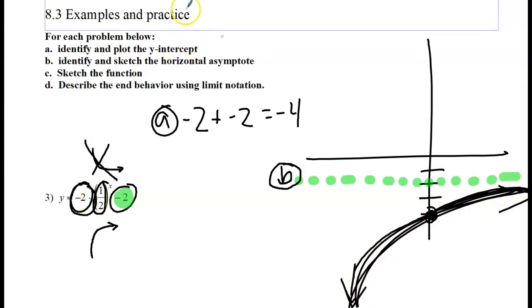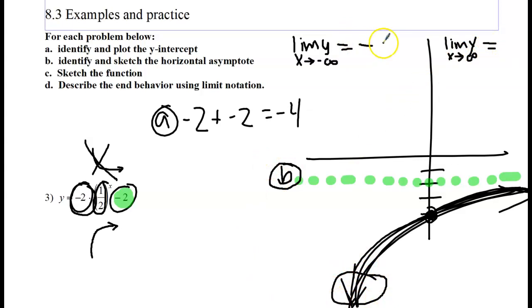Now we're ready for our end behavior. What's going on the left side of my graph? And what's going on the right side of my graph? On the left side, it's going down into negative infinity. Since it's going down, we say negative infinity. What's happening on the right side of my graph? On the right side, it's getting flat up against this horizontal asymptote of -2. Let's go ahead and take a look at another one.